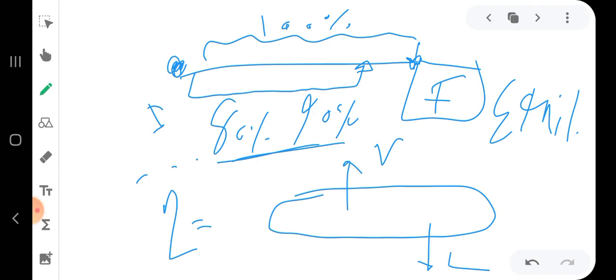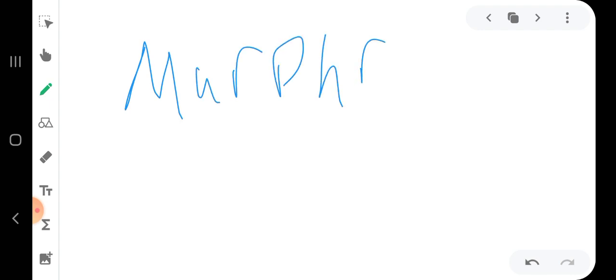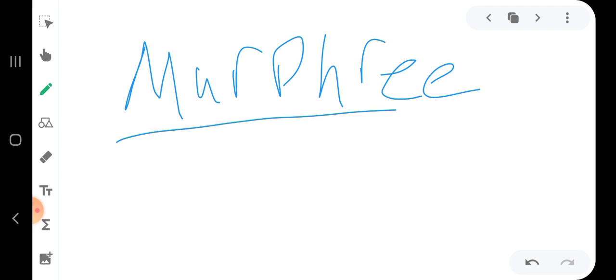Just for simplification. Now we are going to focus on the plate itself, and to determine the efficiency of the plate, we again use a method called the Murphy efficiency.